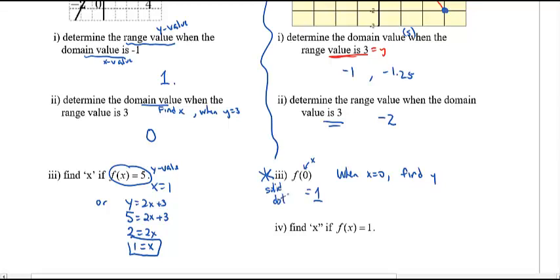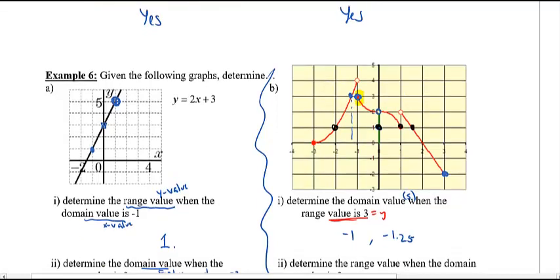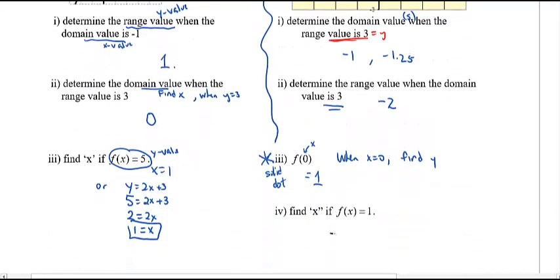And then the last one here, find x when f of x equals 1. Once again, f of x equals 1. That means the y value is 1, so right here I see, right here I see, right here I see, and right here I see. 4 possible answers. -2, 0, 1, and maybe 1.5. Okay, so be careful. Find all x.